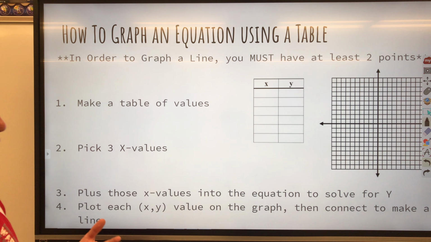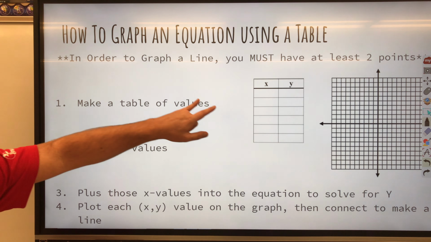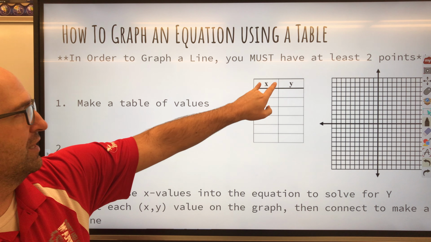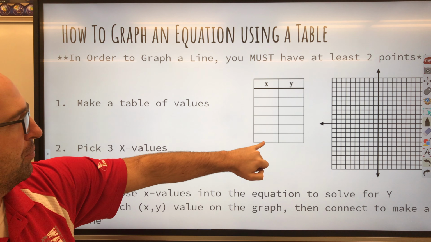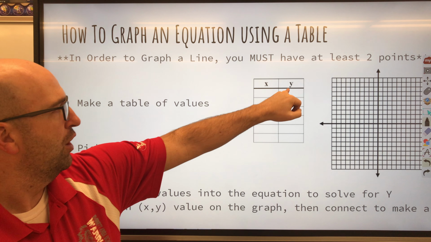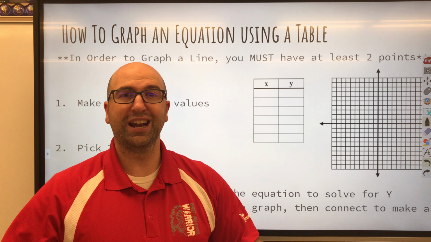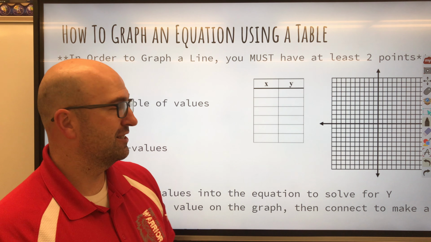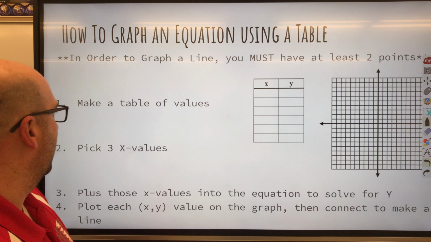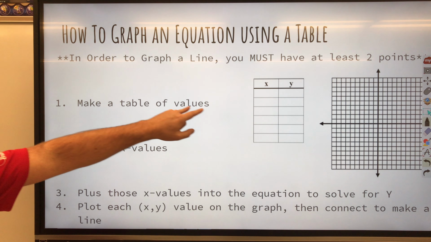So, how do we use a table to graph it? Well, you can see I have a table set up here. It's an XY table. X represents the value I'm putting in for X. Y is going to represent the value that I get whenever I solve that after I put the X value in. So make my table.